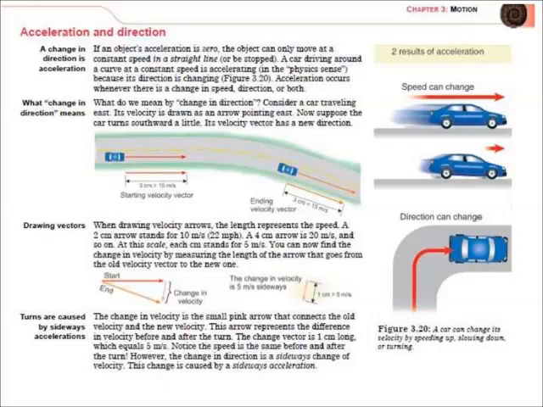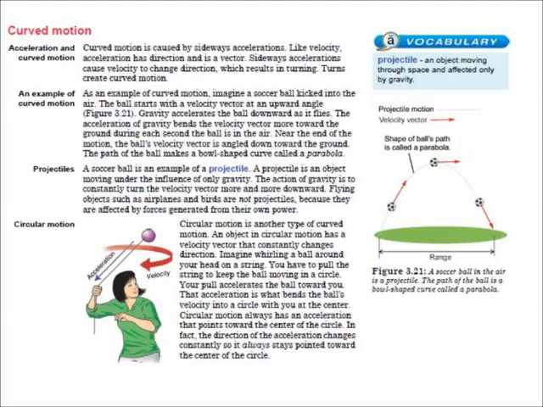The change in velocity is the small pink arrow that connects the old velocity and the new velocity. The arrow represents the difference in velocity before and after the turn. The change vector is 1 centimeter long, which equals 5 meters per second. Notice the speed is the same before and after the turn. However, the change in direction is a sideways change of velocity. This change is caused by sideways acceleration.